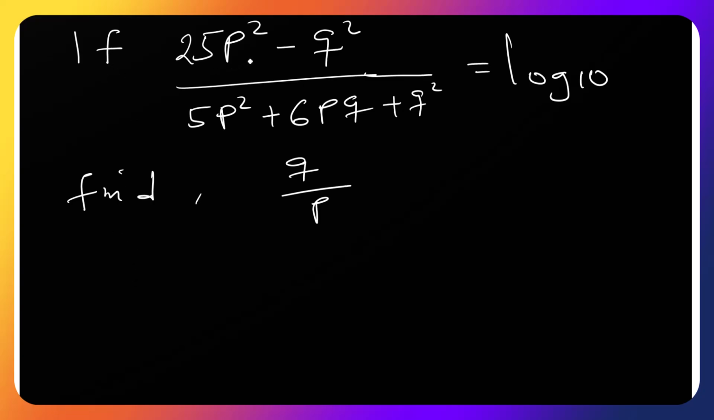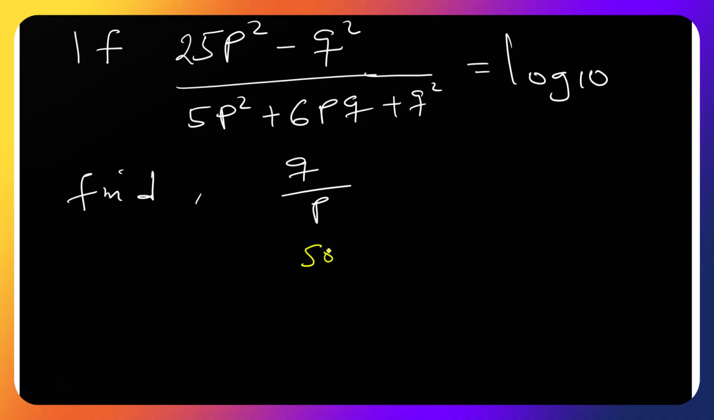Given (25p² − q²) / (5p² + 6pq + q²) = log 10, find q on p.